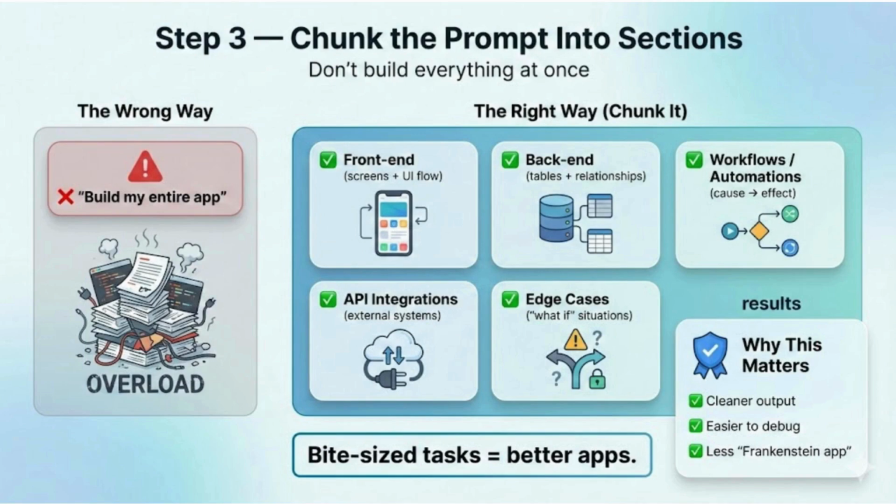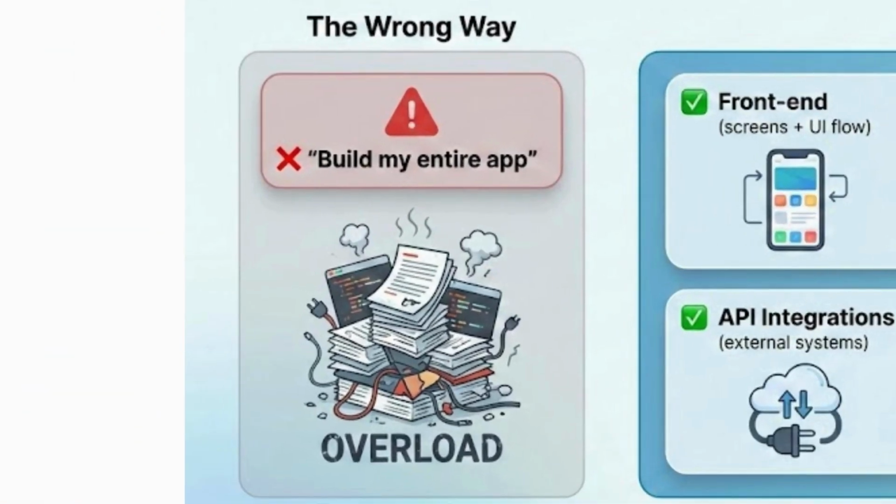Last but not least, step 3. And this is the step that separates people who get okay apps from people who get apps that look like they were built by professionals. And step 3 is really simple. Stop asking AI to build everything at once. Because most beginners will open an AI builder and type, build me the full app.